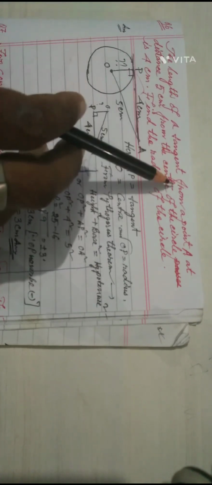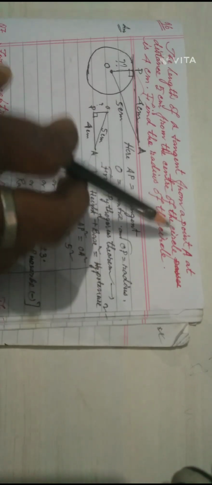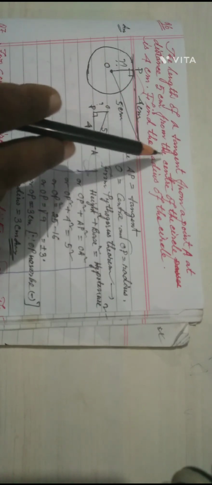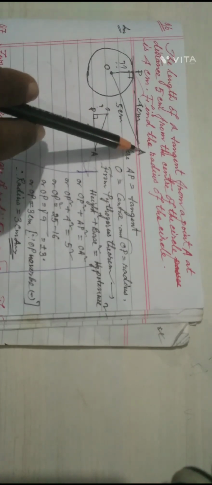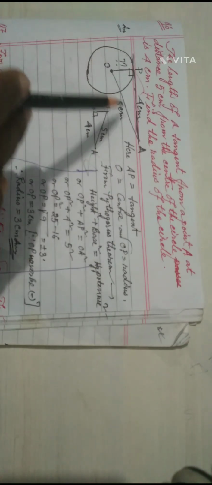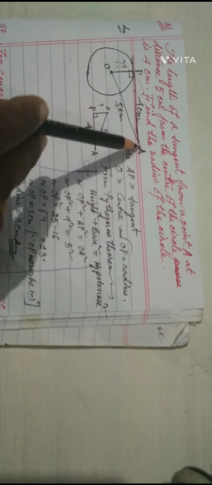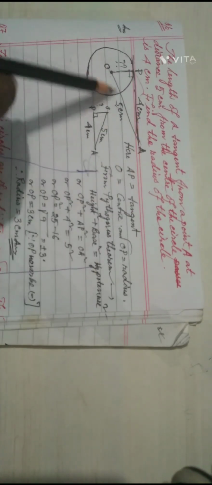Here, the length of a tangent from a point A at a distance of 5 cm from the center of the circle is 4 cm. Find the radius of the circle. Here it is given that from the outer point A, PA is the tangent of the circle, and the point is at a distance of 5 cm from the center. So AP equals 4 cm and OA equals 5 cm. Then find the radius of the circle.